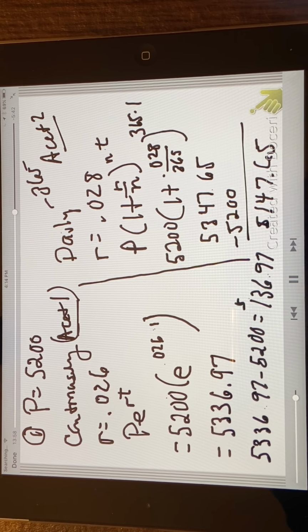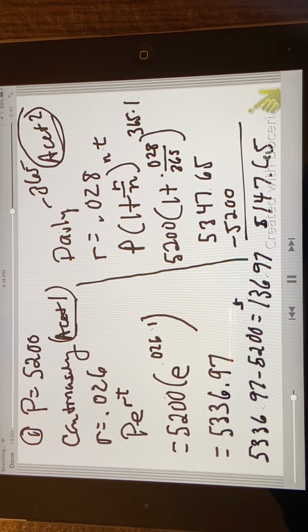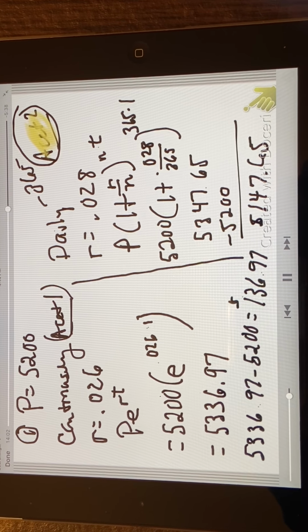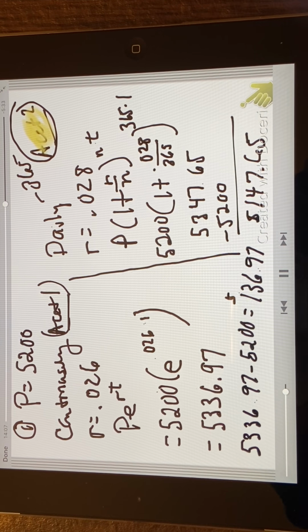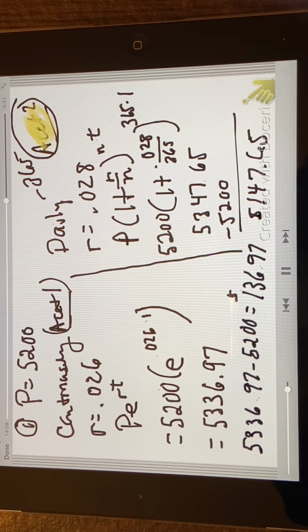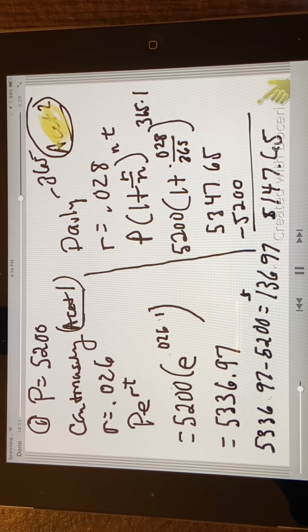So the question says, which account would pay more interest? And so we're going to choose account 2 because she had more money. Okay? And it would say by how much and so forth. So you're going to just see which one.